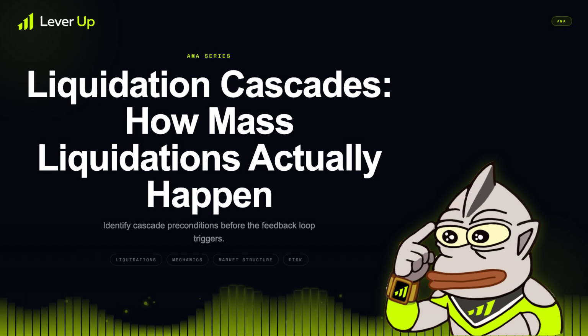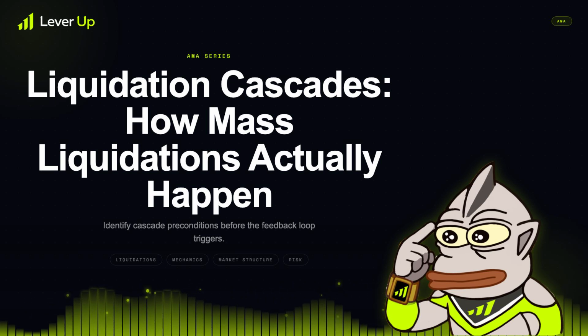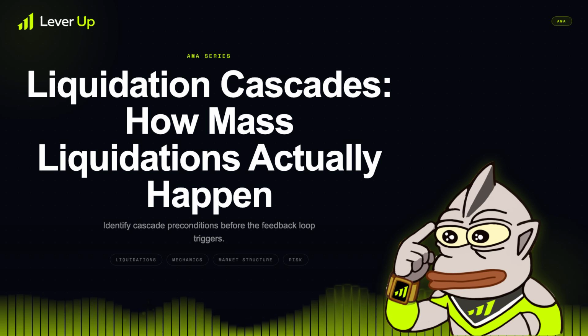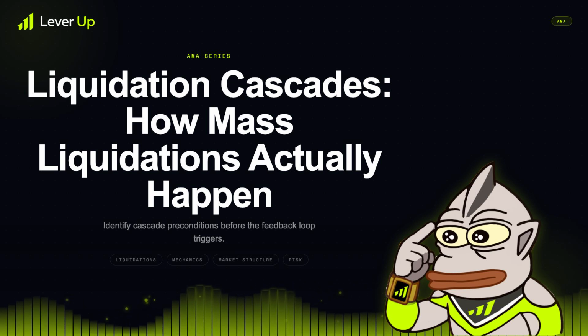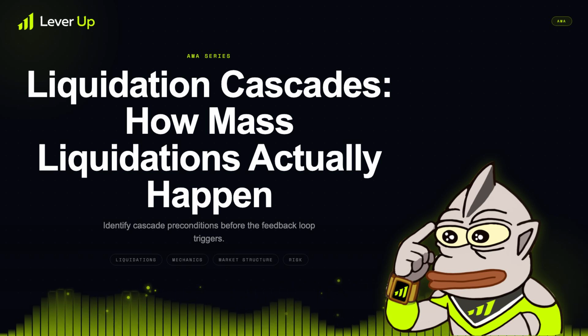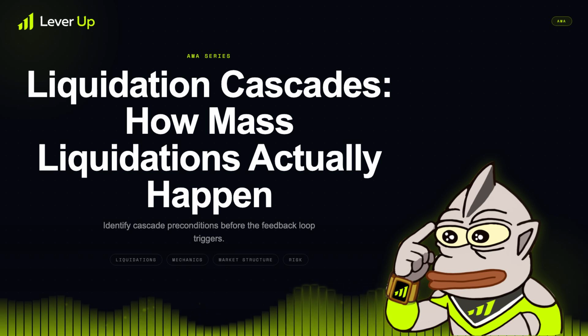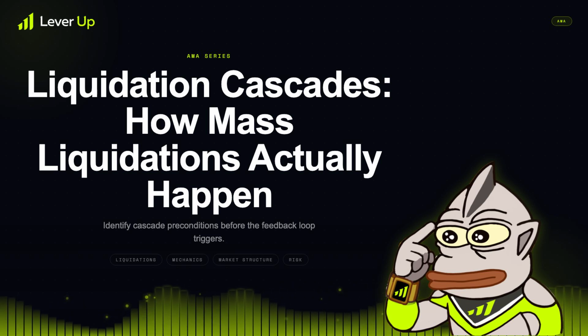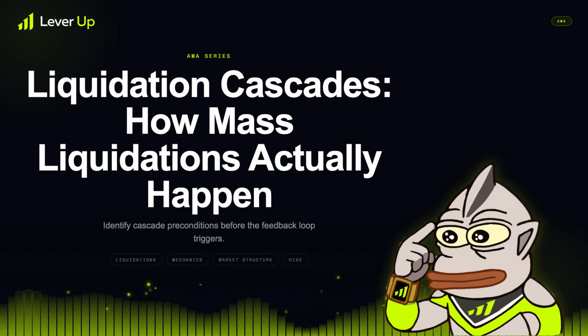Here's the framing I'd leave you with. Cascades don't happen to informed traders by surprise. They happen to traders who treated leverage as a free parameter and ignored the market structure they were entering. The data is available. Most traders just aren't reading it.